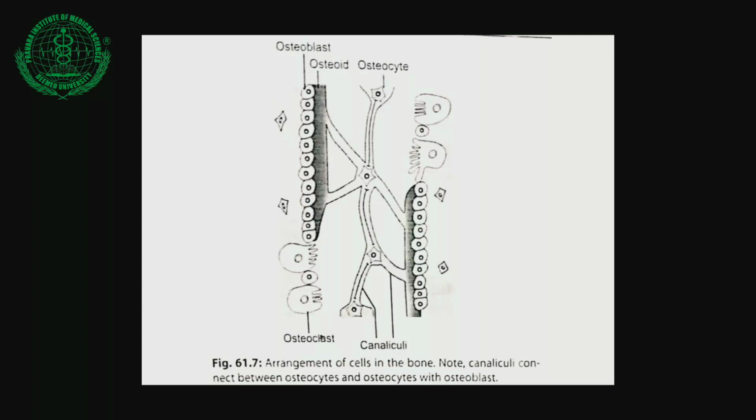The nutrients diffuse from the periosteum into the trabecular bone via canaliculi. And in compact bone, the nutrients are supplied by Haversian canals that contain blood vessels.